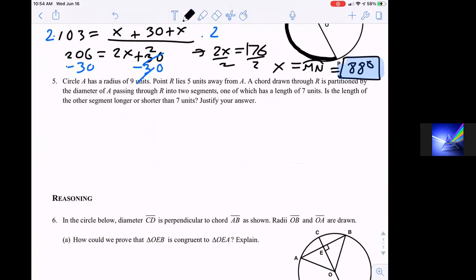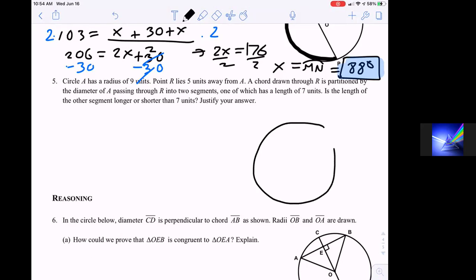Number 5, circle A has a radius of 9 units. Point R lies 5 units away from A. A chord drawn through R is partitioned by the diameter of A, passing through R, into 2 segments, one of which has a length of 7 units. Is the length of the other segment longer or shorter than 7 units? Justify your answer. Well, first, let's draw this.